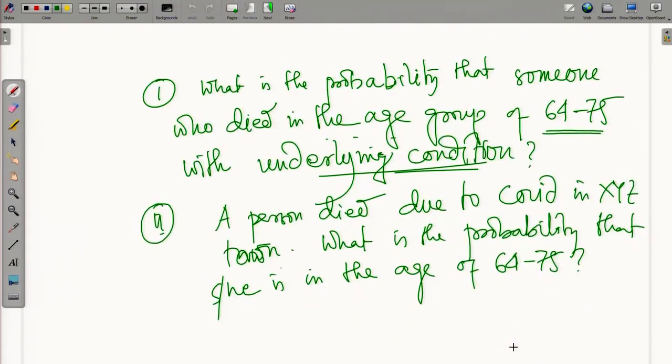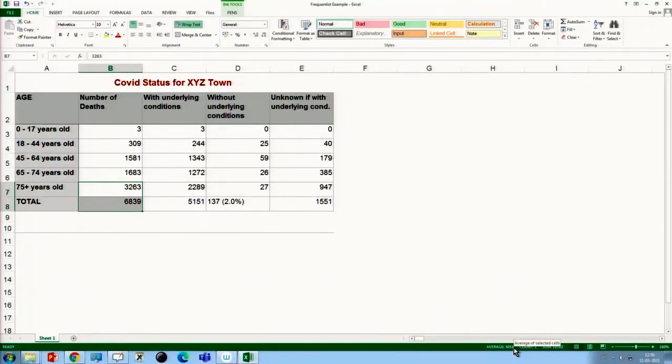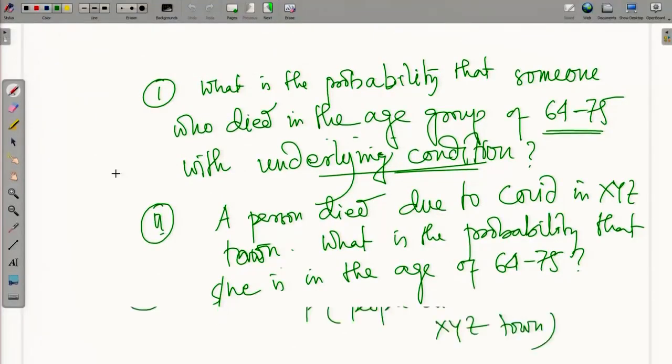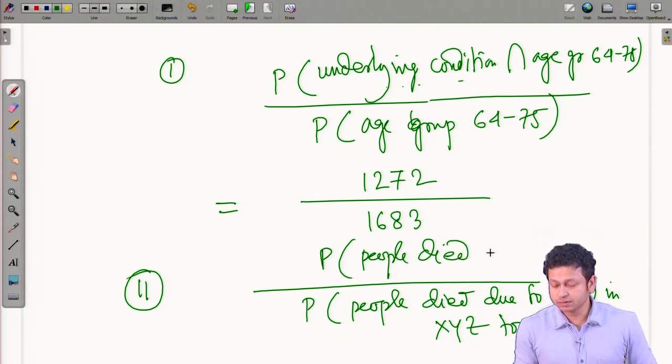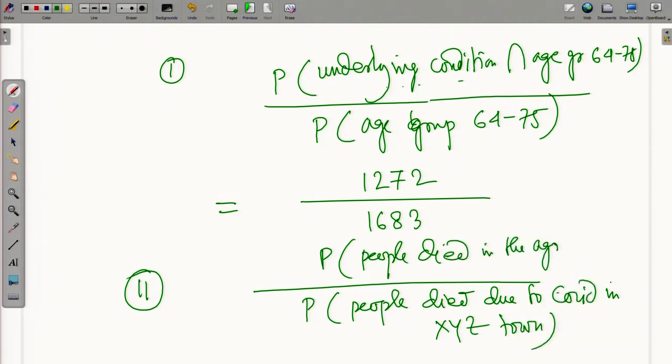And in the numerator, I will have those who died in the age group of 65 to 74. So that will be people who died in the age group of 65 to 74. You can also think of this as the number of people who died in the age group, this intersection, over the total number of people who died in XYZ town, right. It is basically the same, because it will be the same number here, right.